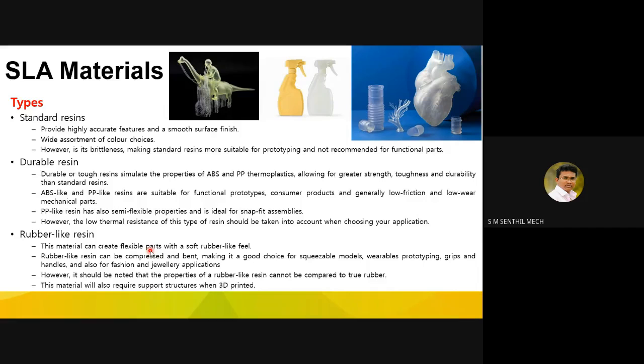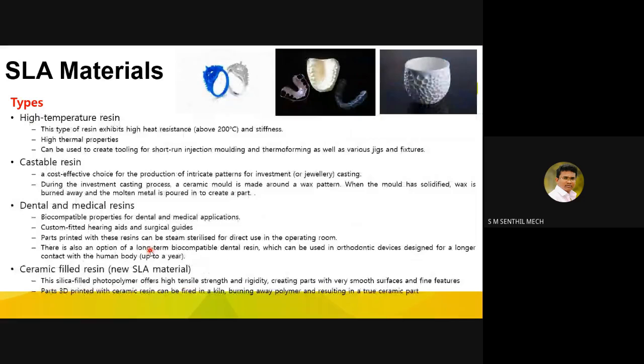Next is high temperature resins. This type of resin exhibits high heat resistance and can work over 200 degrees Celsius. Next is castable resin, which is used for jewelry applications. Next is dental and medical resins, which have biocompatible properties and can be used for dental and medical applications as well. Next is the new material being developed, ceramic-filled resin, which can be heat treated and has high heat resistance. So these are SLA materials.